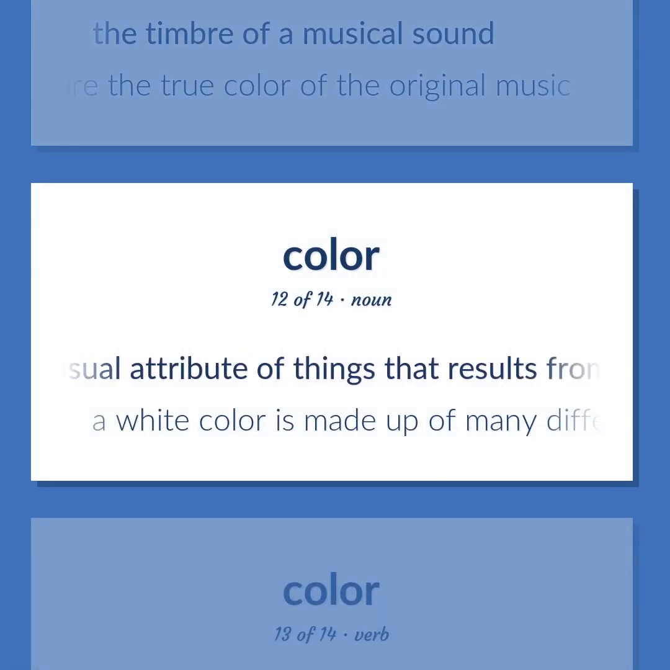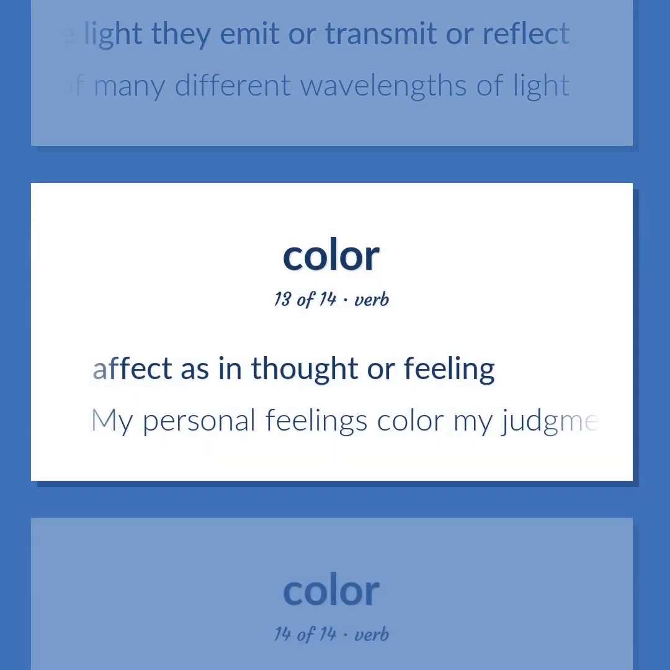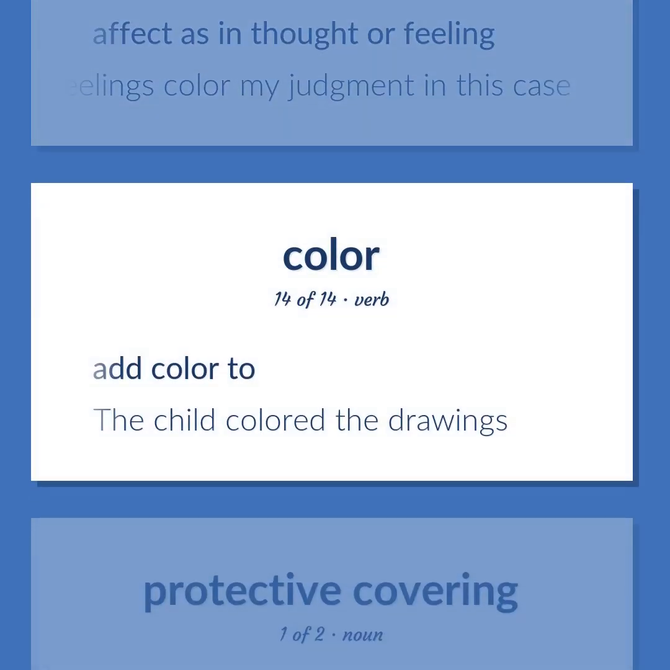A visual attribute of things that results from the light they emit or transmit or reflect. A white color is made up of many different wavelengths of light. Effect as in thought or feeling. My personal feelings color my judgment in this case. Add color to. The child colored the drawings.